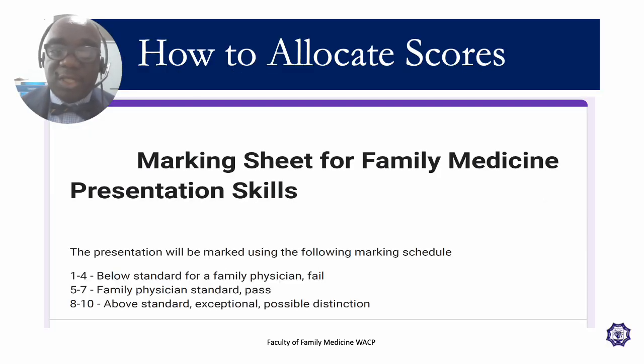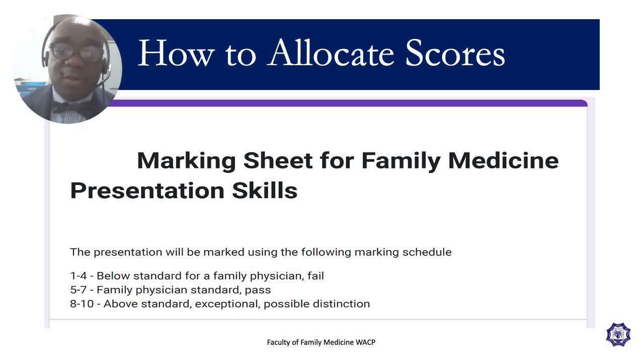The form starts with an introductory part, which gives you the heading, marking sheet for family medicine presentation skills, and tells us what the score range is for different aspects of it. Now note that there will be specific rubrics for each section, but note that a score of 1 to 4 is a fail. It's assumed to be below standard for a family physician.